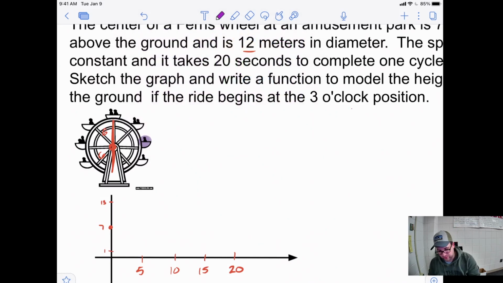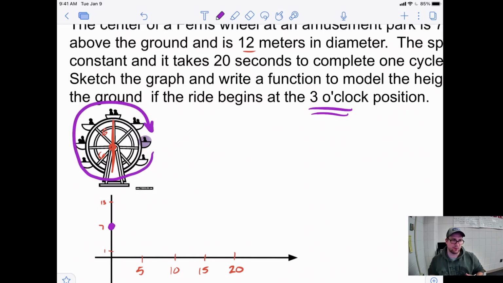We know that the rider begins at the 3 o'clock position. So that's in the middle here. Now, if we assume that the Ferris wheel is moving clockwise, and for just any problem, we're always going to make that assumption, then what we know is that our rider would be going downwards before he would be going up.